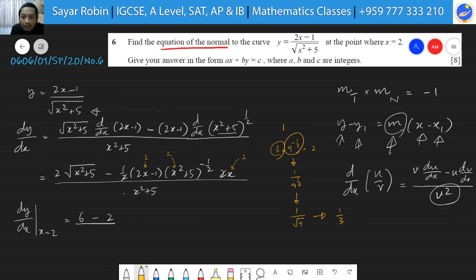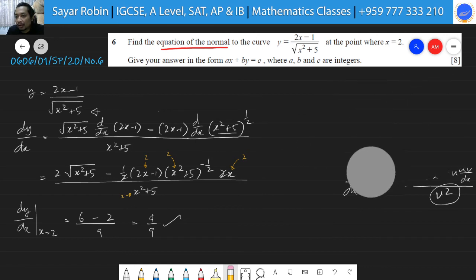Now we are going to substitute 2 into x, right? 2 squared is 4. 4 plus 5 is 9, right? Equal to 6 minus 2 is 4 over 9. Okay, this is a derivative function, right? The value of derivative, sorry. Okay, the value of derivative. So if you use this gradient value, you can easily define the tangent equation. Okay, so I'm going to erase this part.